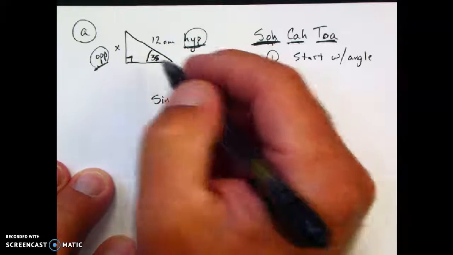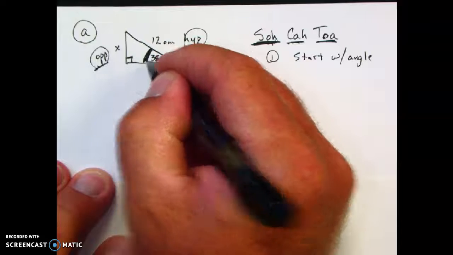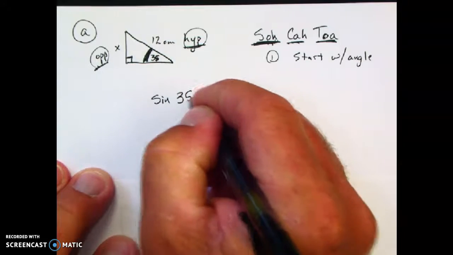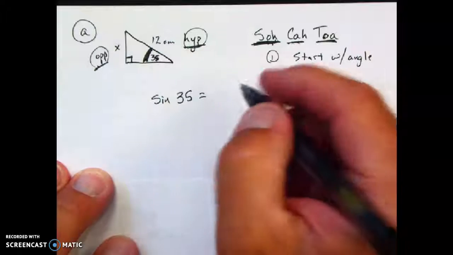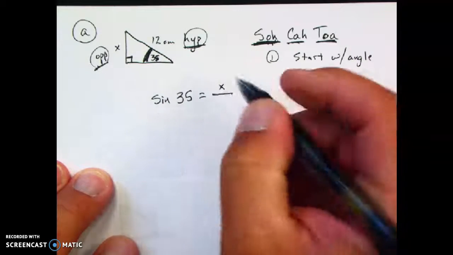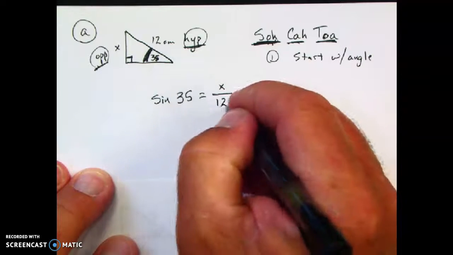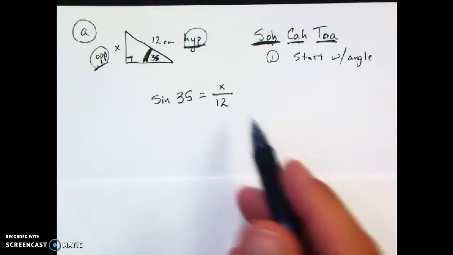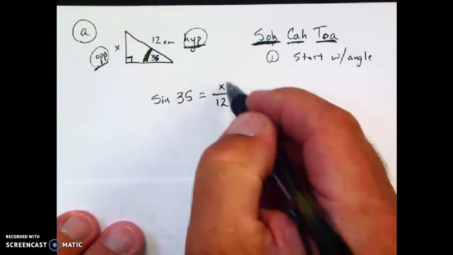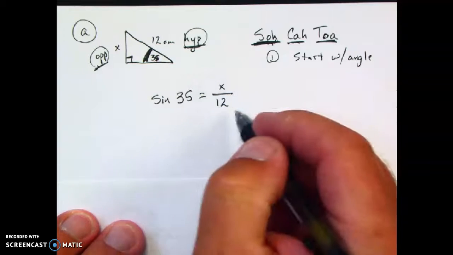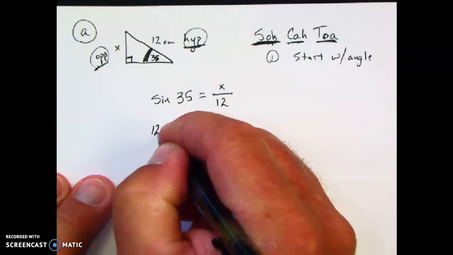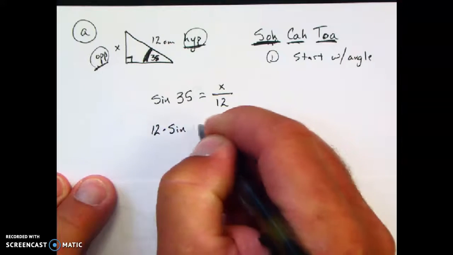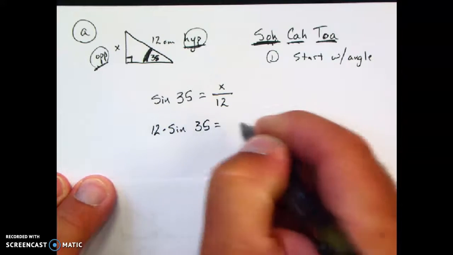So the sine of the angle, in this case my angle is 35 degrees, is equal to opposite over hypotenuse. My opposite is my variable X, that's what we're looking for. Hypotenuse is 12. Now from here we are using algebra to solve. I'm solving for X, trying to get it by itself. Using inverse operations, I'm dividing by 12, so I'll multiply that over. So it's 12 times the sine of 35 degrees.